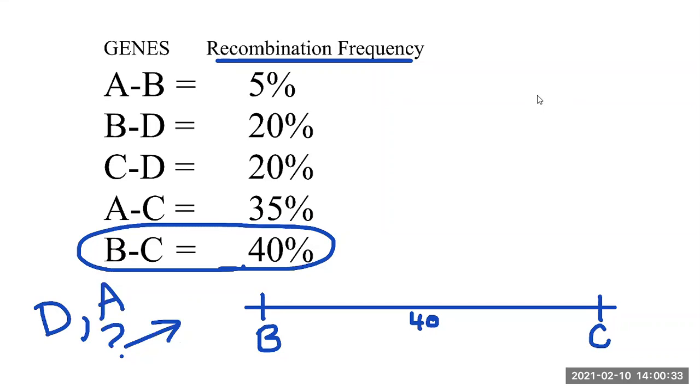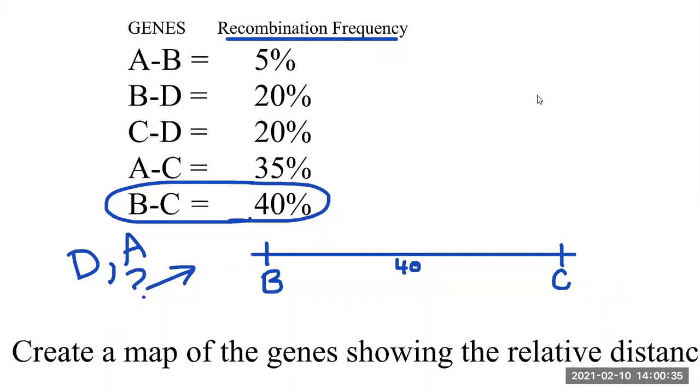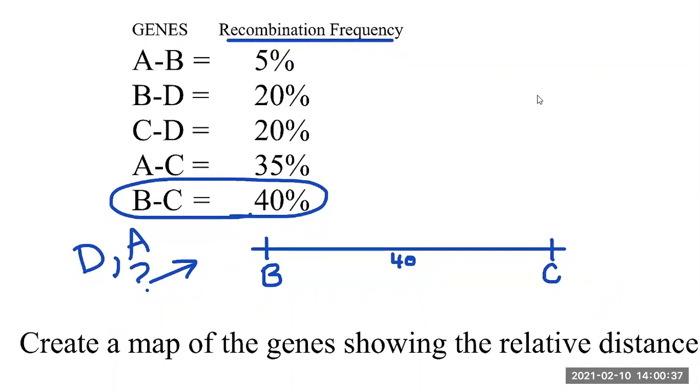Now there's multiple ways you can do this. What I like to do is look for one where I already have one of the genes mapped. So for example, I'm going to go back up to the top. I already have B here. A and B are the closest together, and A is only 5 map units away from B. So it would make sense to me that A is probably like here, only 5 away from B.